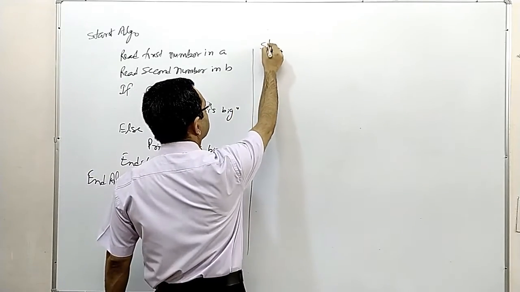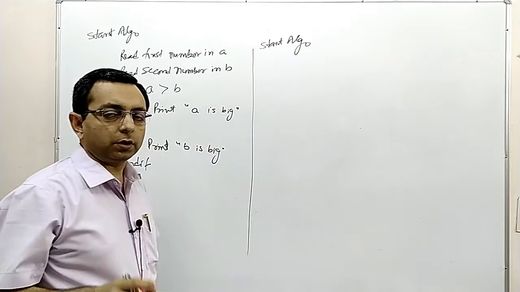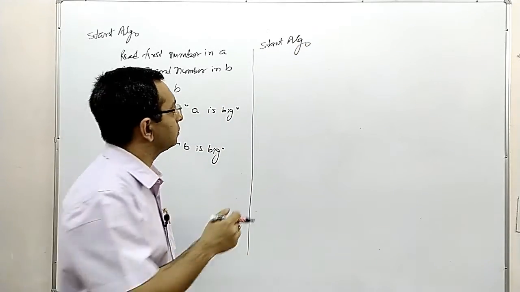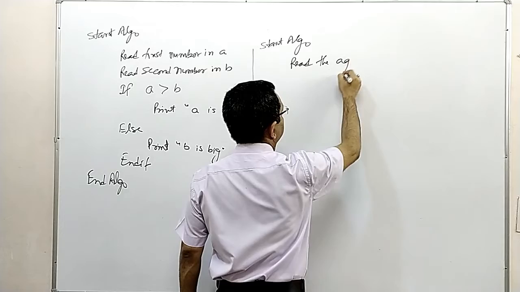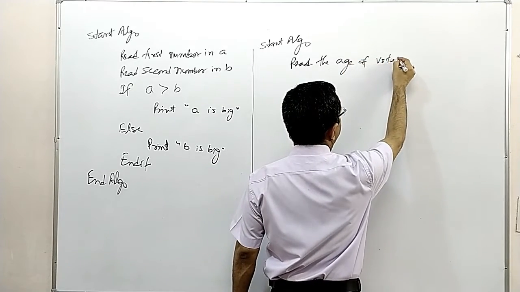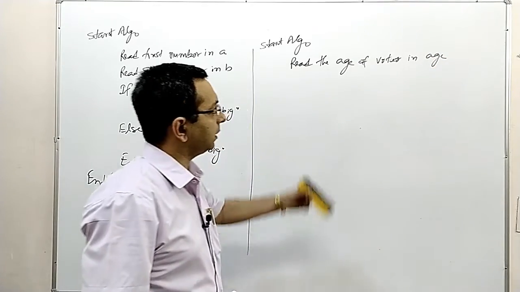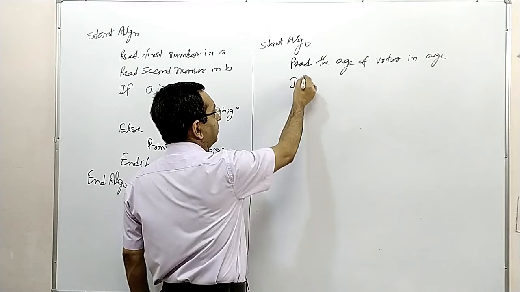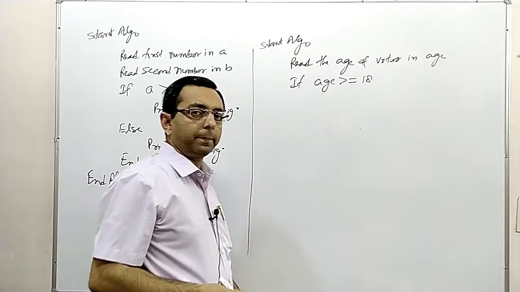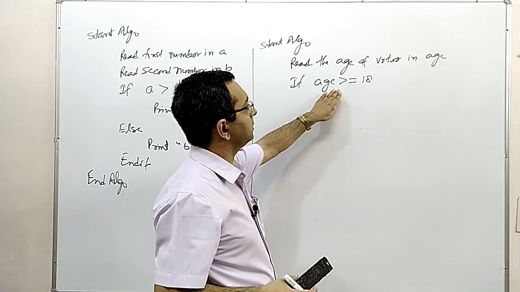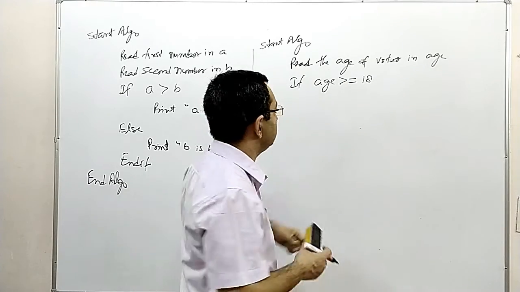So first of all, start algo. To check the voter's age, we should have age. So first of all we will input age: read the age of the voter in the age variable. You can take any variable, I am taking the age variable. So if age is greater than or equal to 18, here we are checking if age is greater than or equal to 18, then he or she will be eligible for voting.